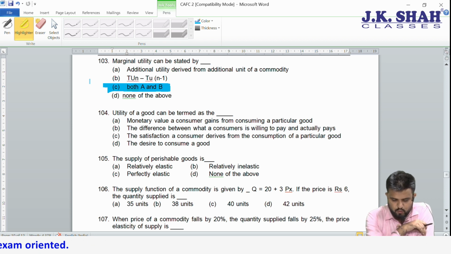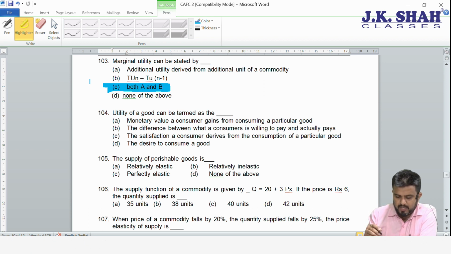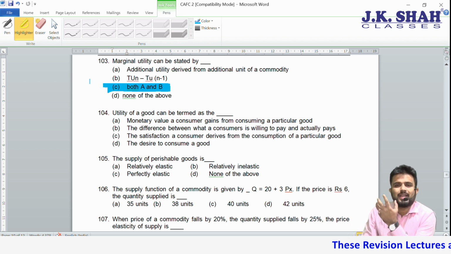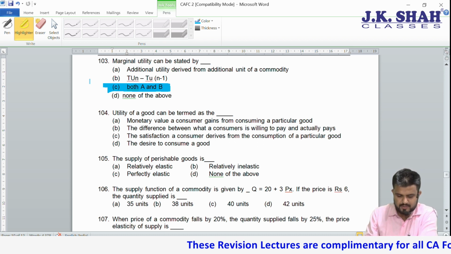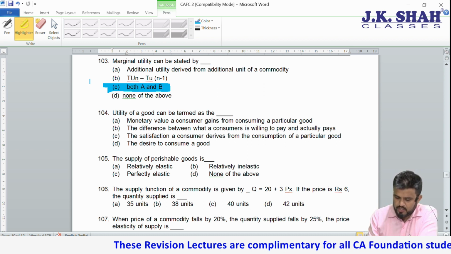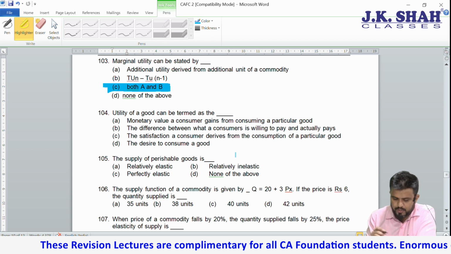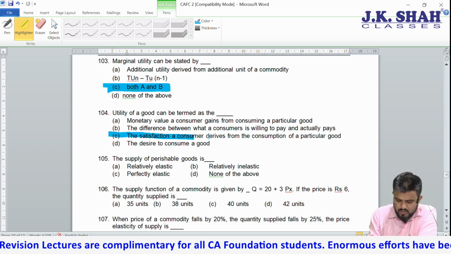Next, 104. Utility of a good can be termed as dash. So can I say utility is basically talking about satisfaction? So the satisfaction a consumer derives from the consumption of a particular commodity. So option C is most appropriate.